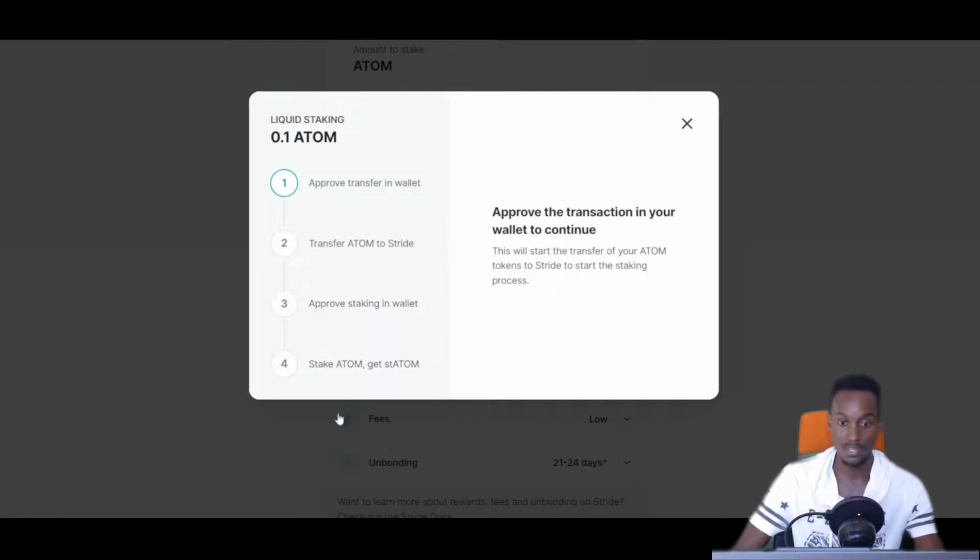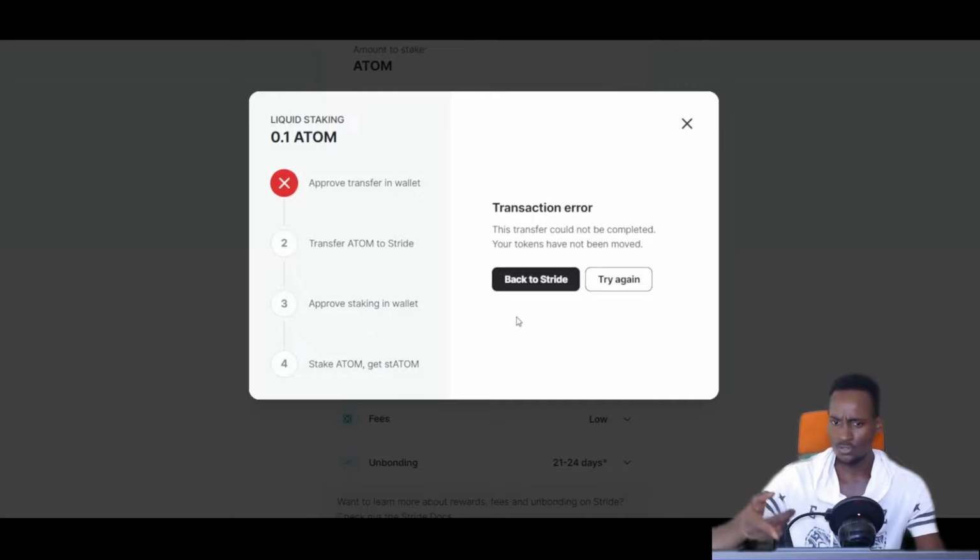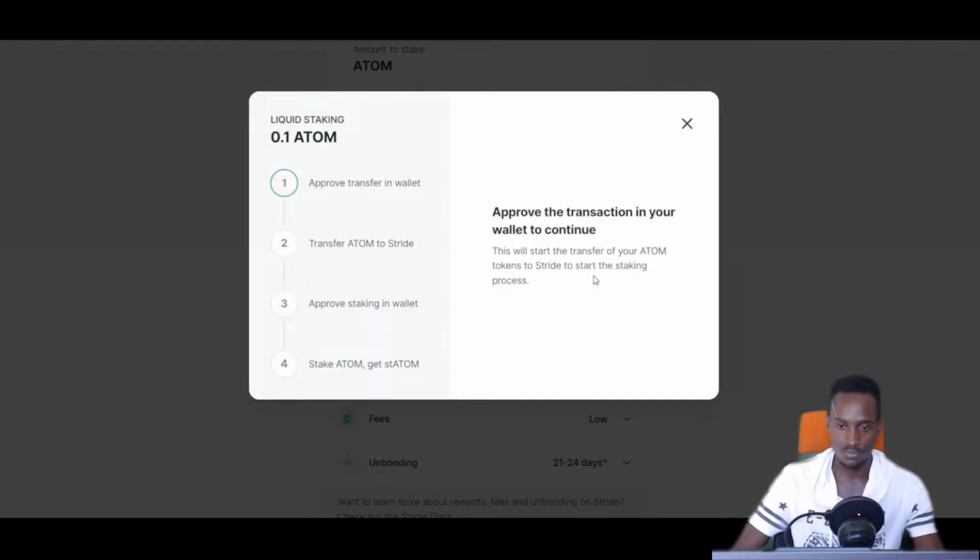Yes, so it's popping up here. You might not see it on your side because of the screen recorder. So try again. The transfer could not be completed. Your tokens have not been moved. Let's try again. Okay, so just try and choose a higher gas fee.